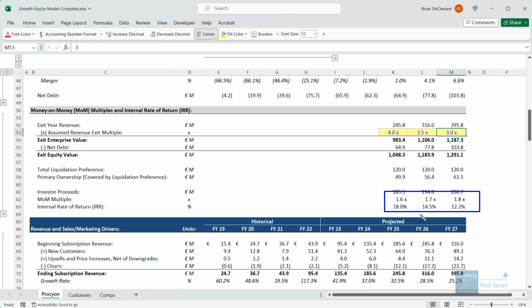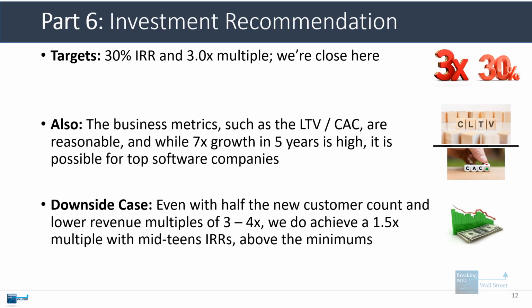Certainly not what we wanted, but also not a complete disaster, even if this company grows much slower than expected and exits at a much lower multiple. So overall, we would say yes to this deal. It's not perfect. It's maybe not the best growth equity deal ever, but it seems like if things go well, we'll be able to get the IRR and multiple that we're targeting. And in the downside case, we don't lose money, we don't do terribly, we just fall short of the goals that we're looking for. So that's pretty much it.